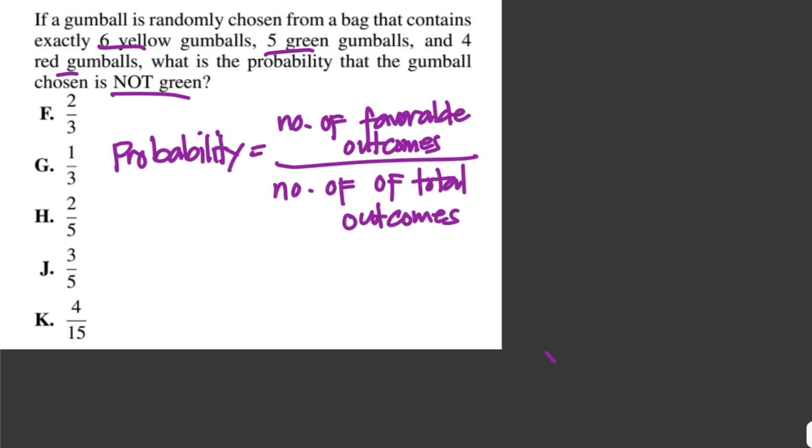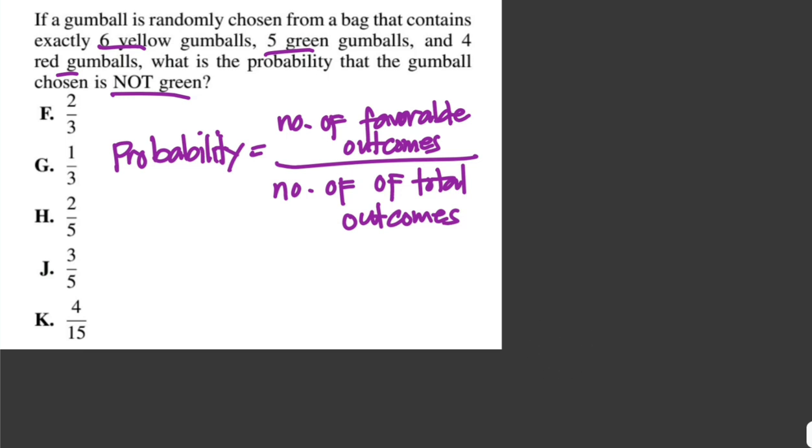Now let's solve another problem. If a gumball is randomly chosen from a bag that contains exactly 6 yellow gumballs, 5 green gumballs, and 4 red gumballs, what is the probability that the gumball chosen is not green? Now, the probability that the gumball chosen will not be green is the number of favorable outcomes divided by the number of total outcomes.